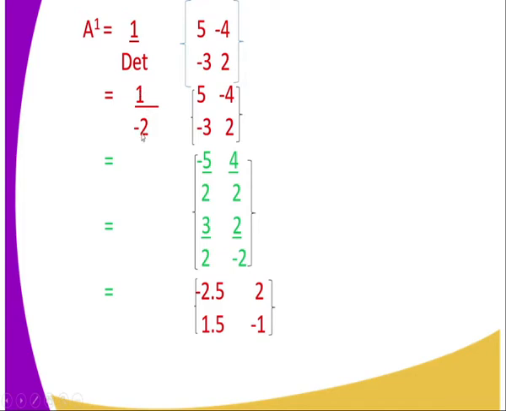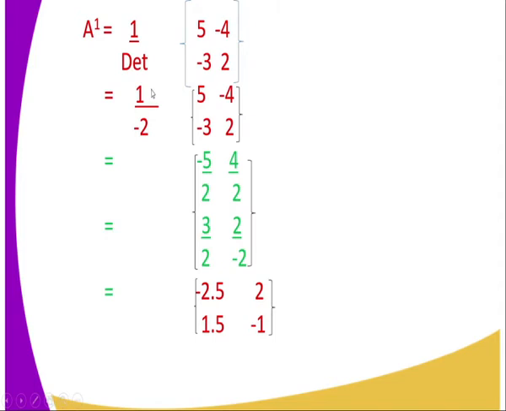Then after that, you are supposed to multiply by 1 over determinant. Therefore, if I open the bracket, I will get 1 over negative 2 acting as a scalar factor, and you're supposed to multiply each and every digit inside the bracket with 1 over negative 2. Therefore, you will get negative 5 over 2 for the first entry, that is 5.